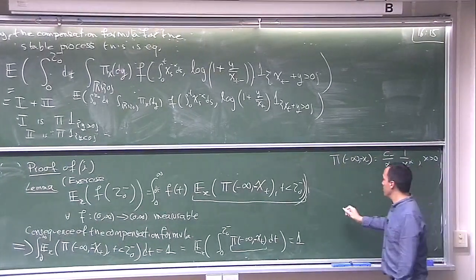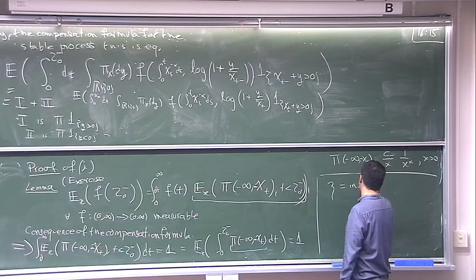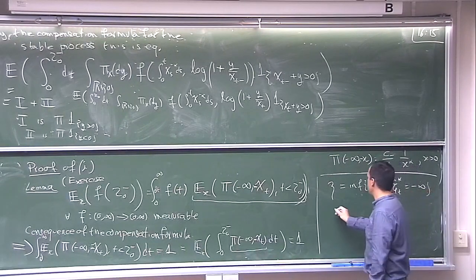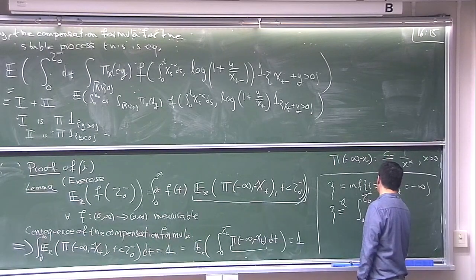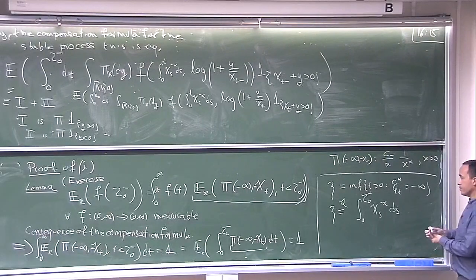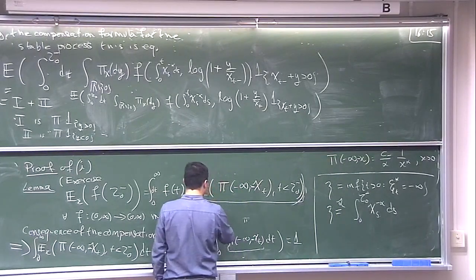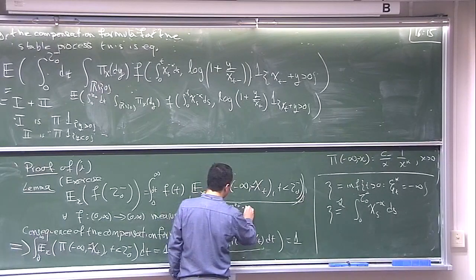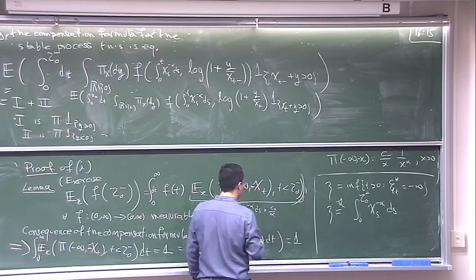Now remember that the lifetime of psi star is such that it has the same law as the integral from 0 to tau 0 minus of xs to the minus alpha ds. Okay? So this integral that we have here is in fact equal to the expected value of the integral between 0 and tau 0 minus of xs to the minus alpha ds times c plus over alpha, and this is equal to 1.